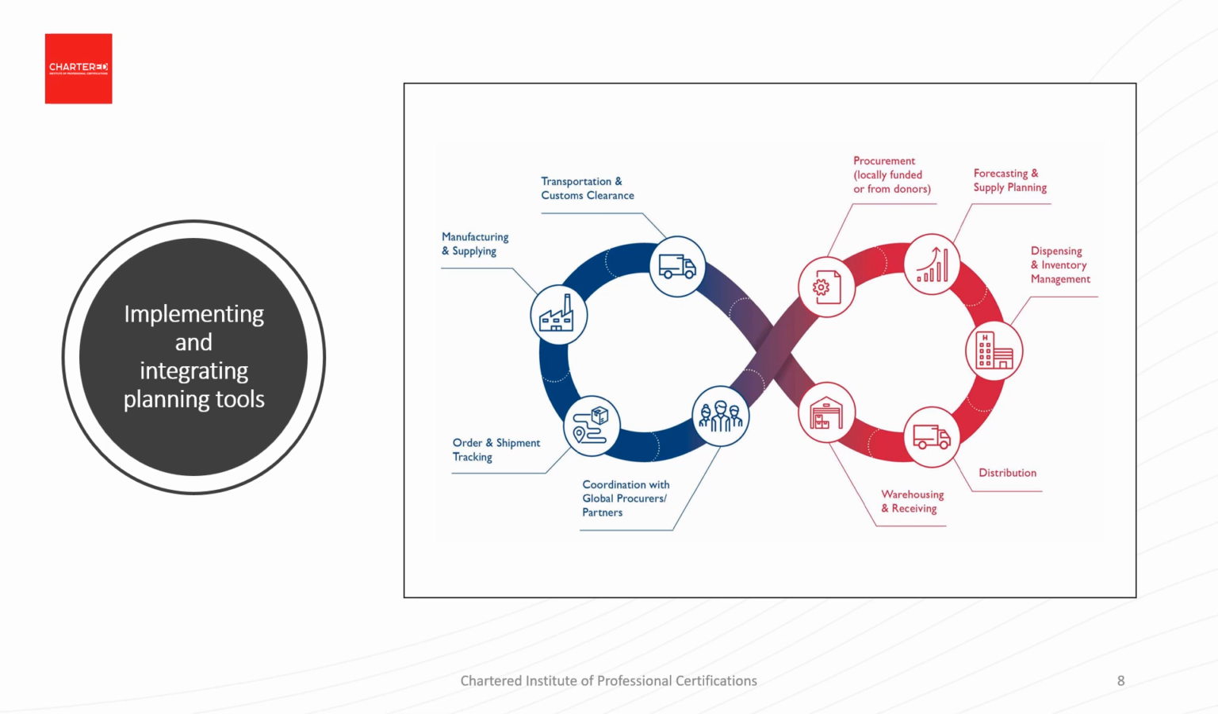Now, implementing a supply chain planning tool is a multi-step process that involves several key activities. Firstly, installing the software. This is the initial step where the software is installed on the company's servers or, in the case of cloud-based solutions, accessed via the internet. This step may involve setting up user accounts, establishing security protocols, and ensuring the necessary hardware and software infrastructure is in place.